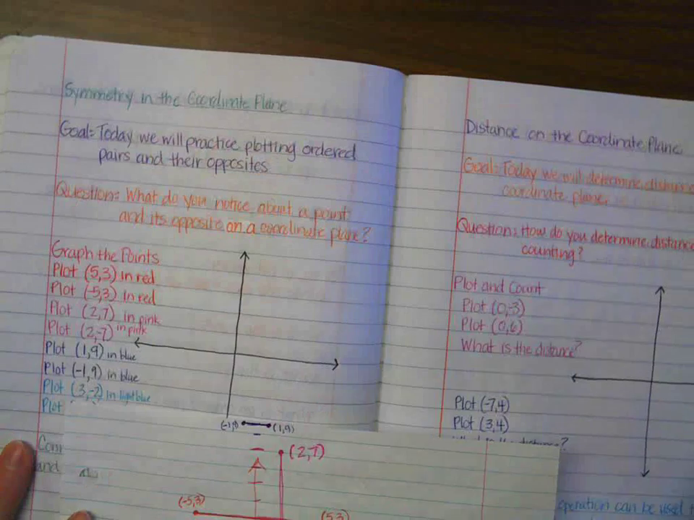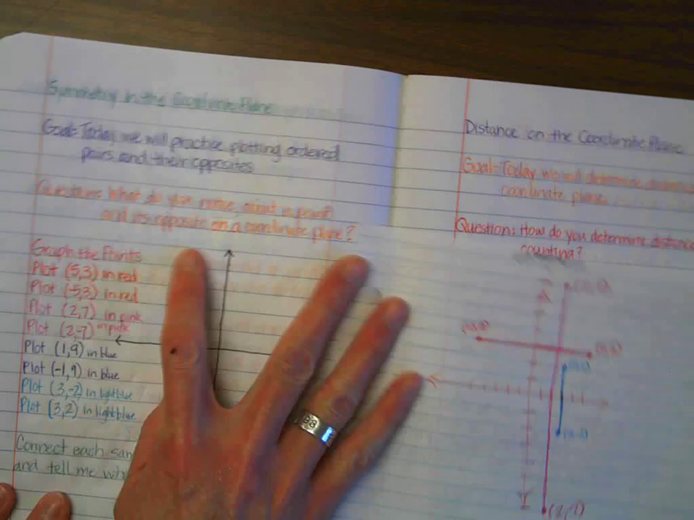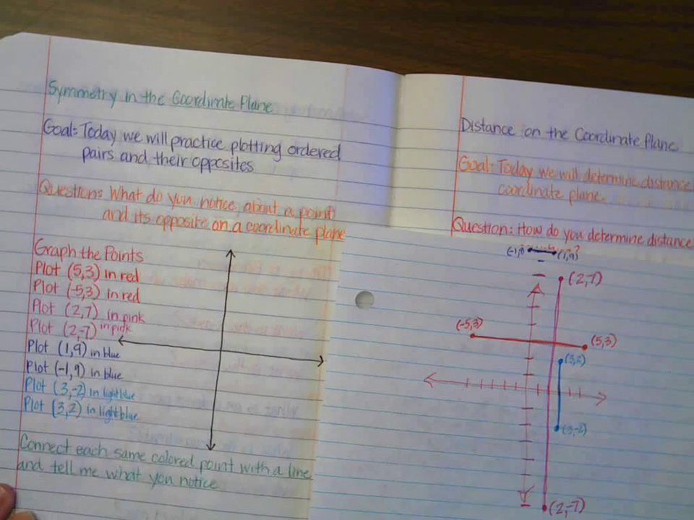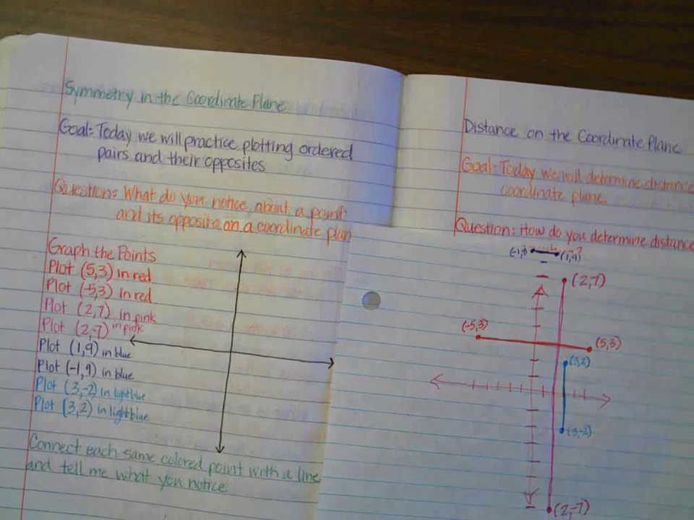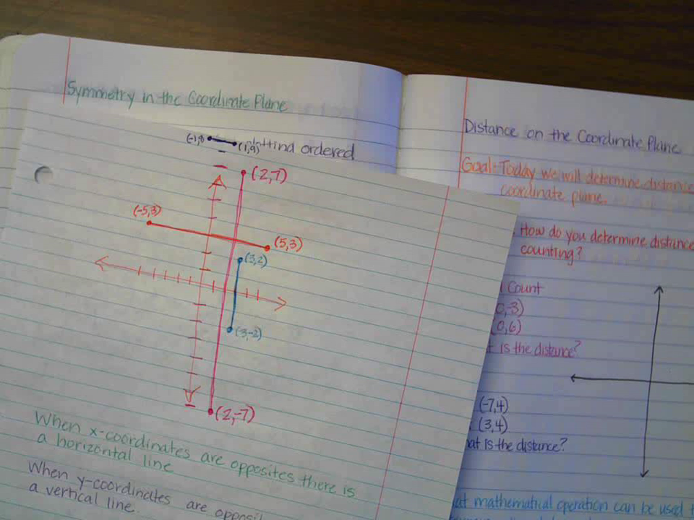Let's go back to our goal for today. Our goal for today is we will practice plotting ordered pairs and their opposites. We did that right here. And then the question is, what do you notice about a point and its opposite on the coordinate plane? You notice that different types of lines are made. If it's an x-coordinate and its opposite, it's going to be a horizontal line. If it's a y-coordinate that is opposite, then it's going to be a vertical line. We'll do some more practice with this in class tomorrow, and I'll see you then.